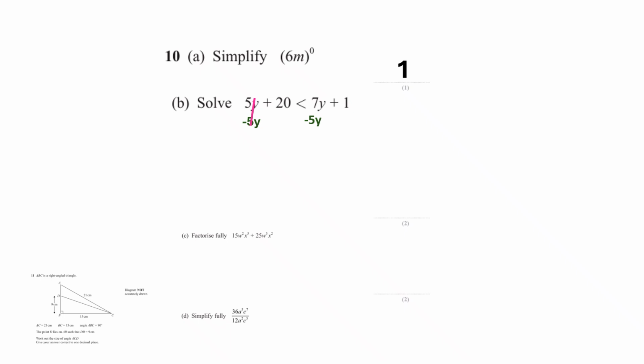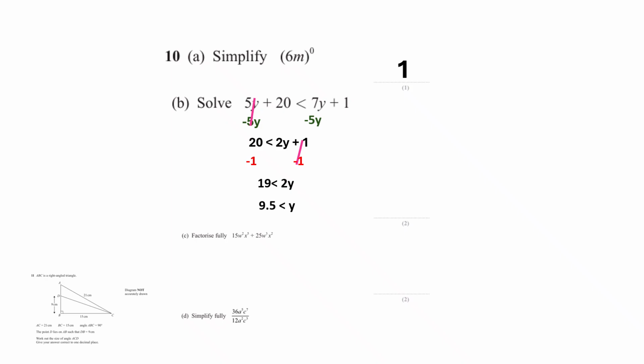This one will cancel. So on the left side you have just 20 is less than 7y minus 5y is 2y plus 1. Do minus 1 to move that one away. So this cancels. 20 minus 1 is 19 is less than 2y. We don't want 2y, we just want y. So divide by 2. That means 9.5 is less than y.